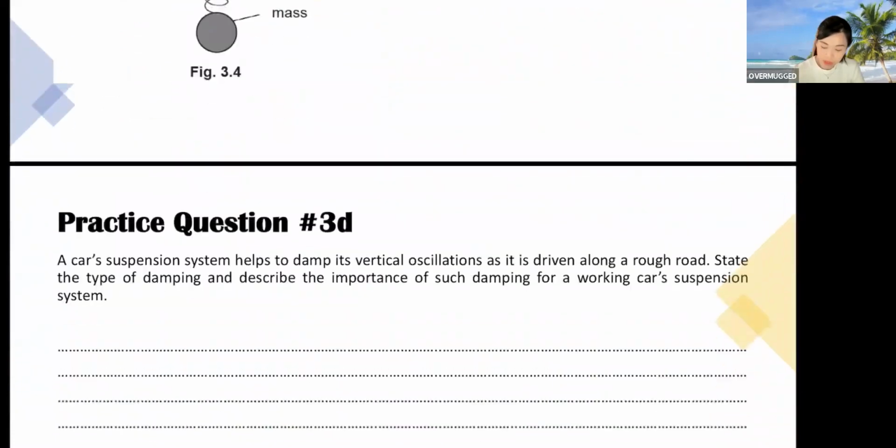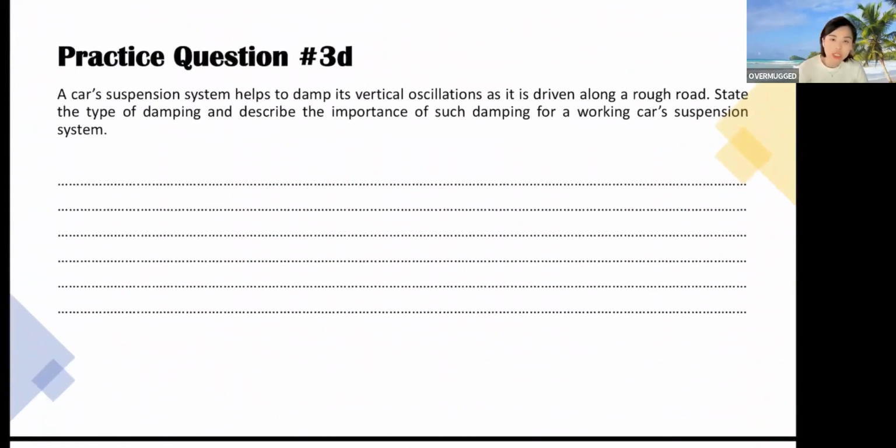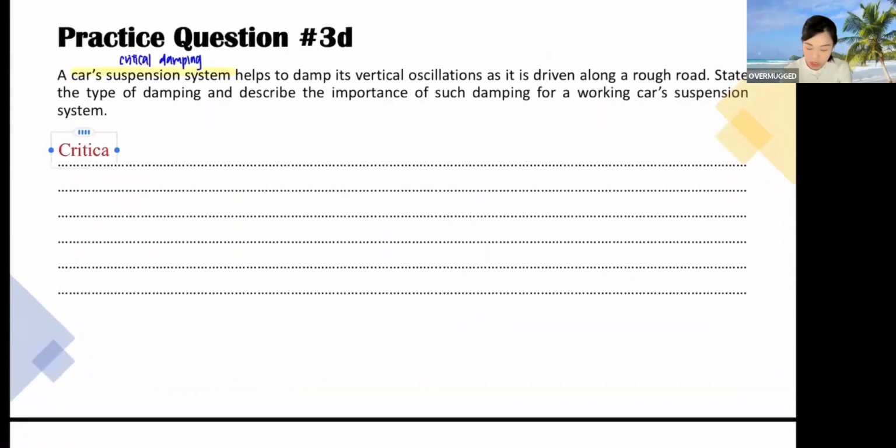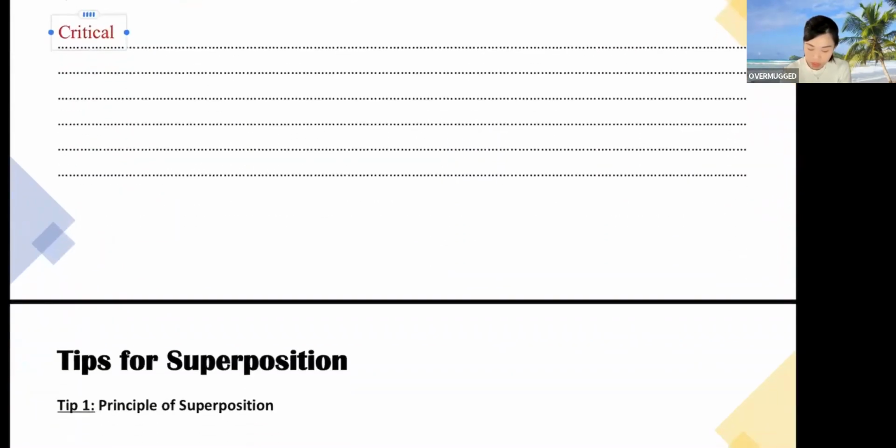Okay, good. Now the next one. A car suspension system helps to damp its vertical oscillation. So you have a car suspension system here. And we've seen earlier on that the car suspension system is actually a critical damping system because you don't want the car to oscillate that much and you want it to return to the equilibrium really quickly. State the type of damping and the importance of such damping for a working car suspension system. So, as I have mentioned, it is critical damping.